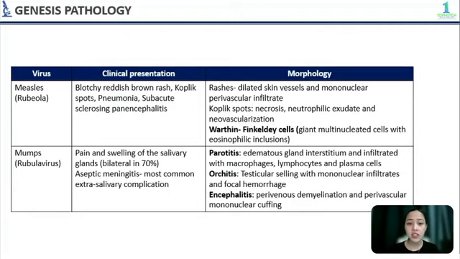Next is mumps. This is caused by mumps virus. Please remember this. This is very high yield because students tend to just remember yung pangalan na rubella virus, they forget about mumps virus na name. So this virus infects the salivary glands. It causes edema and inflammation, causing the classic presentation of mumps, which is salivary gland pain and swelling. So in parotitis, the gland is edematous, and again, yung infiltration na macrophages, lymphocytes, and plasma cells, mononuclears pa rin. Can also lead to orchitis or testicular swelling and encephalitis.